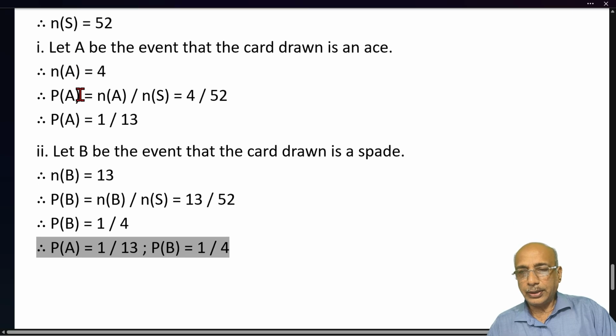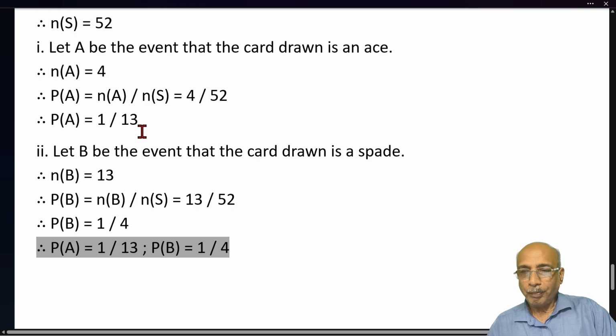First event. Let A be the event that the card drawn is an ace. So n of A will be what? Ace means ekka. So how many are there? 4. So P of A equals n of A upon n of S equals 4 upon 52. Therefore, P of A equals 1 by 13.